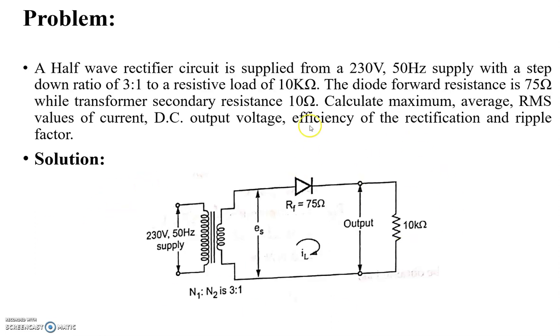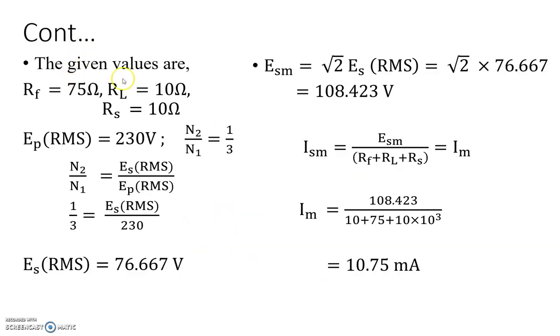So the solution for this problem is, you draw the circuit diagram of the half-wave rectifier and substitute the values given here. RF is equal to 75 ohms and RL is 10 kilo ohms. The ratio of N1 and N2 is 3:1. Here the input supply is 230 volts and 50 Hz. Next, the given values are listed out here. So find out the EPRMS. It is already given, so EPRMS is 230 volts.